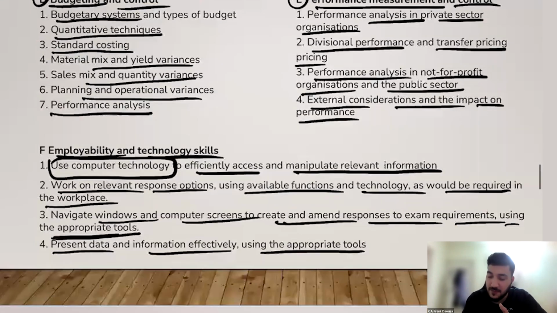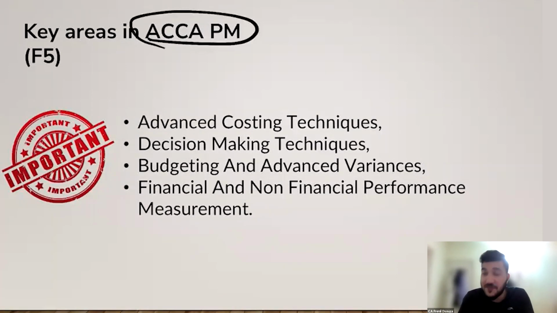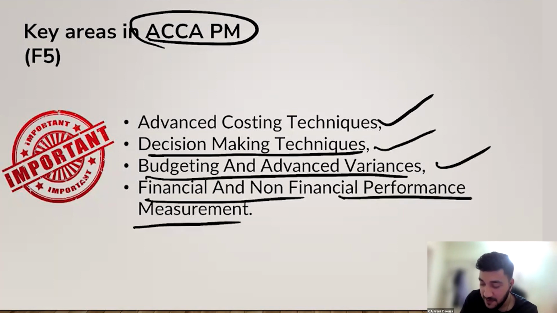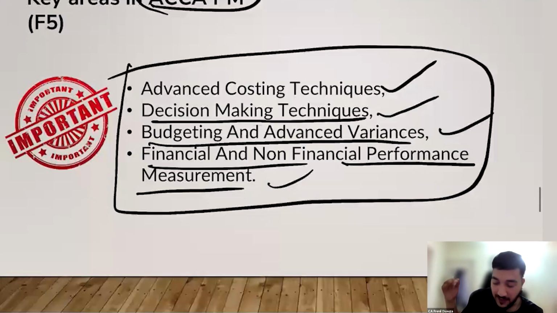So then we have something called key areas in ACCA performance management. Now, advanced costing techniques, definitely we will be having, not as advanced as the APM paper, the final level paper or the professional level paper, what we call. Not as in depth as that, but it is advanced enough for the students who are going through this. And then we have decision making techniques, we have budgeting and advanced variances, financial and non-financial performance measures. Now here, what are they talking about? They are talking about what has been upgraded from management accounting and what has become more prominent and important in the performance management paper. So that's what they're talking about. So that is that, right?